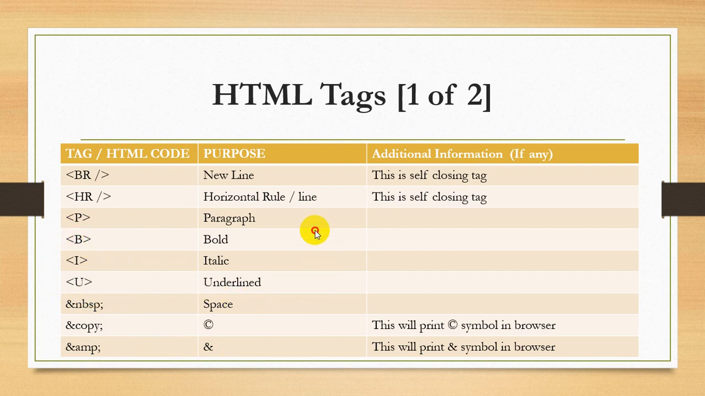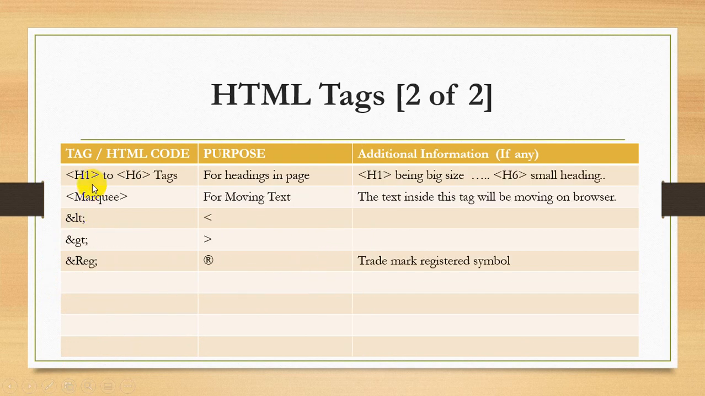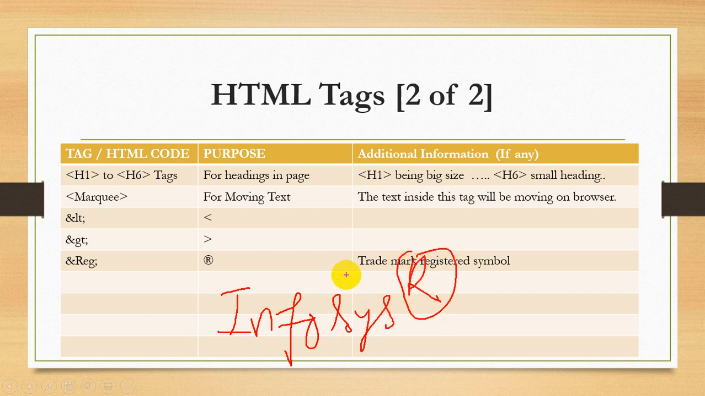Let's see what the next tags are. We have headings, H1 to H6. The MARQUEE tag is used for moving text. Ampersand LT semicolon is used to display the less than symbol in the browser. Ampersand GT semicolon displays the greater than symbol, and ampersand REG semicolon displays the registered trademark symbol. Sometimes you'll write a company name, say Infosys or Microsoft, and you want to display R at the top. There you'll use ampersand REG semicolon.